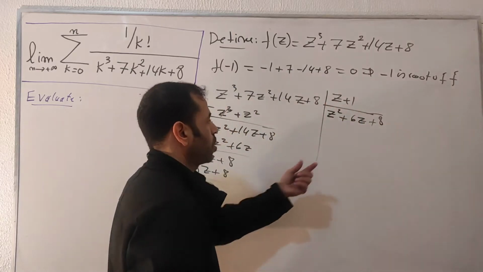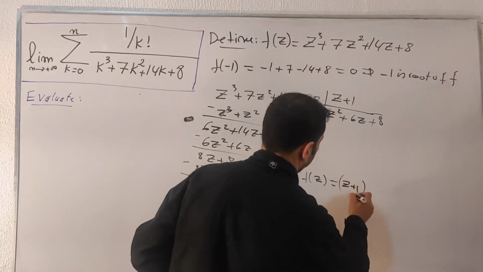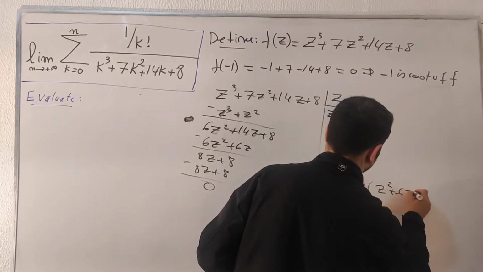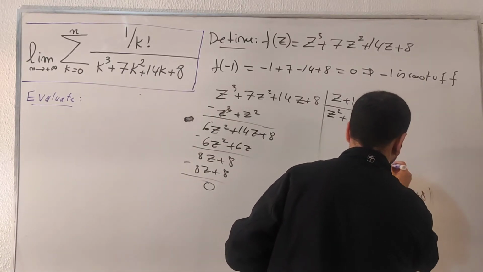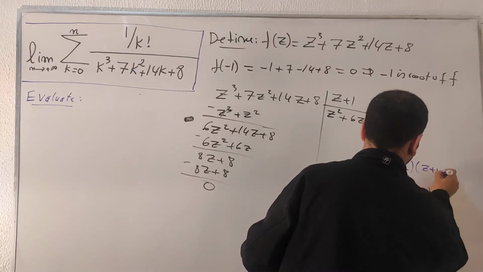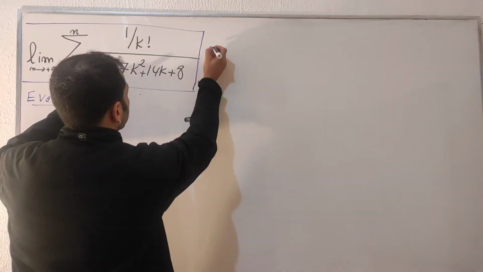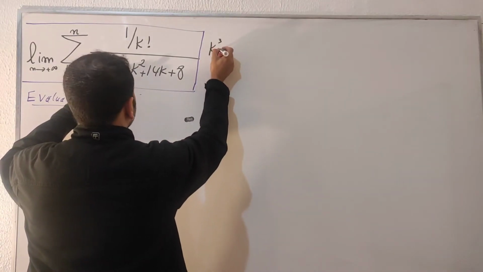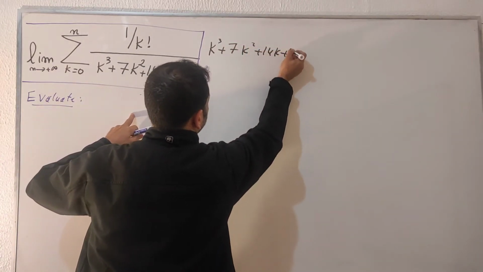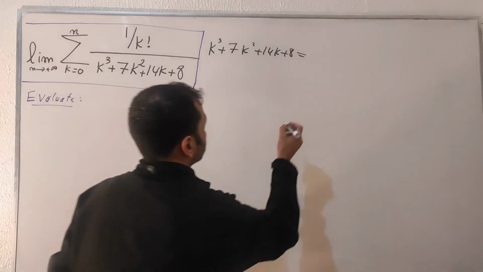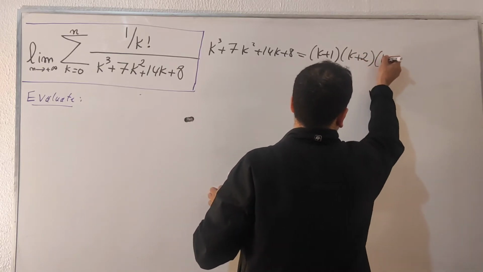So this is factorized in this form: f of z equals z plus 1 times z squared plus 6z plus 8. If we factor this out, it gives us z plus 2 times z plus 4. Now let's move on to the next step. We have determined that k cubed plus 7k squared plus 14k plus 8 factorizes as k plus 1 times k plus 2 times k plus 4.